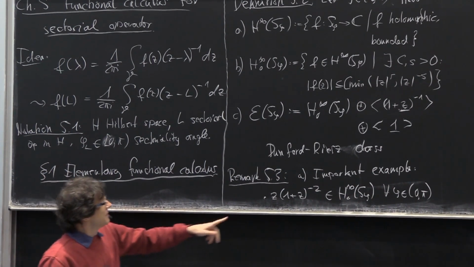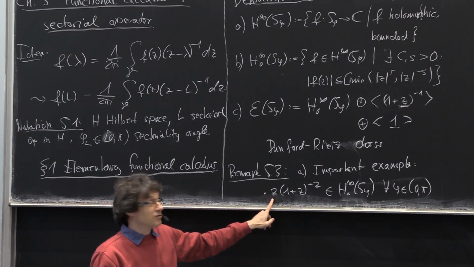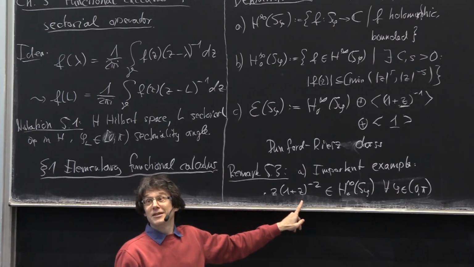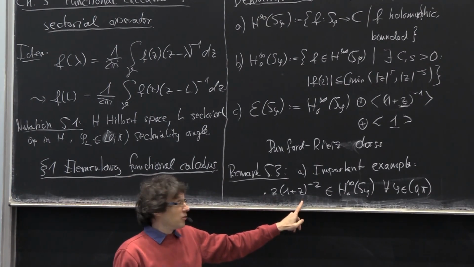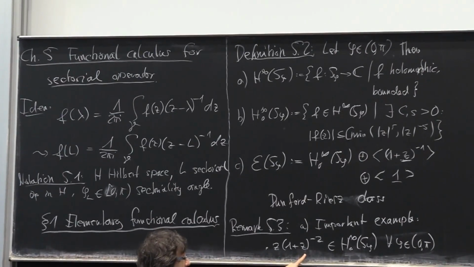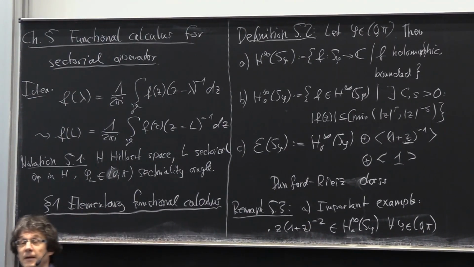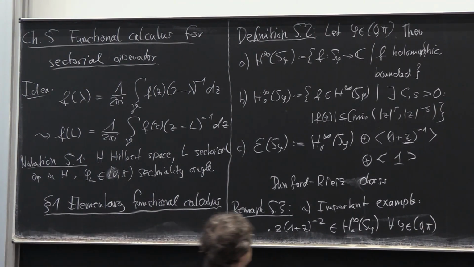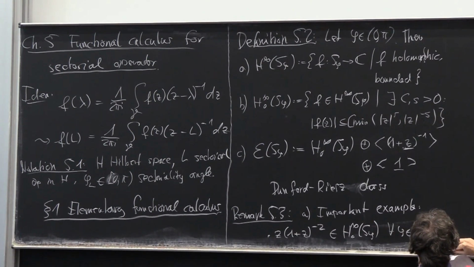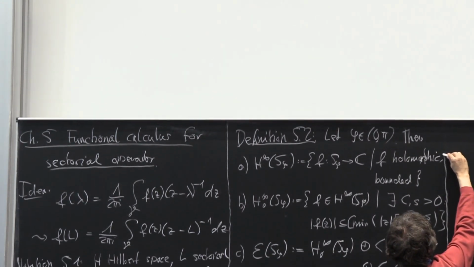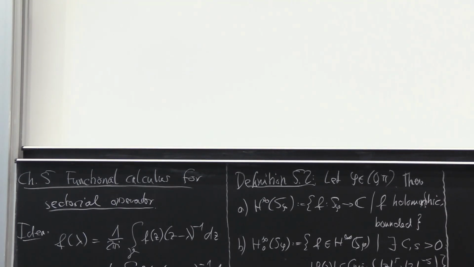Because it has a polynomial decay in 0, it has a polynomial decay in infinity, and it's holomorphic everywhere outside of z being minus 1, and this is in no sector. Okay. So this is a nice function, and we will see this often today and on Wednesday. Okay, first important example is this one.